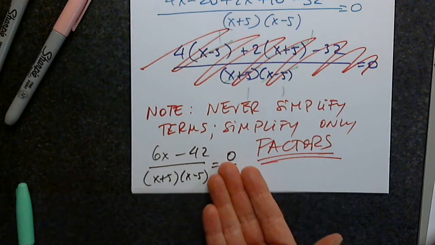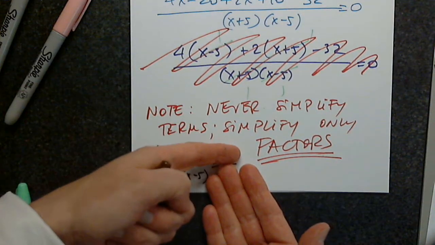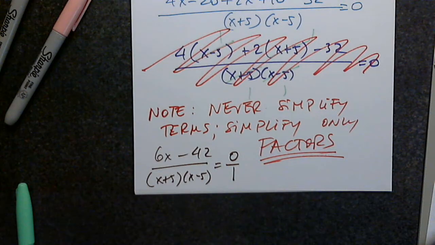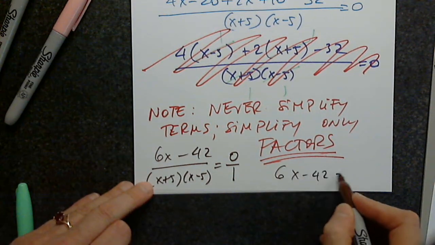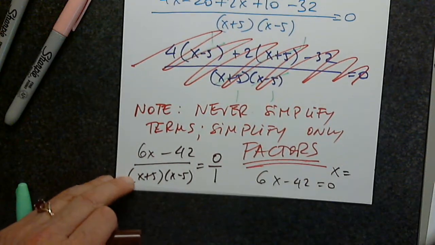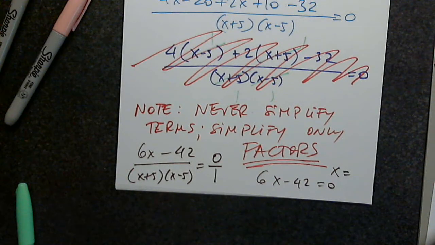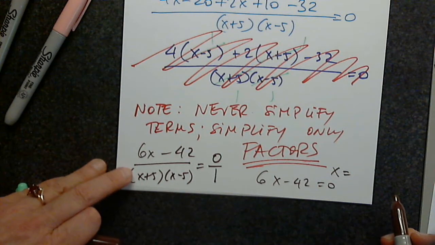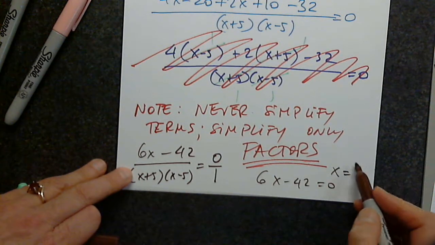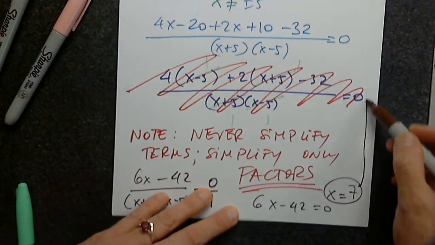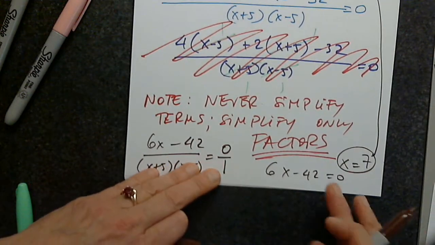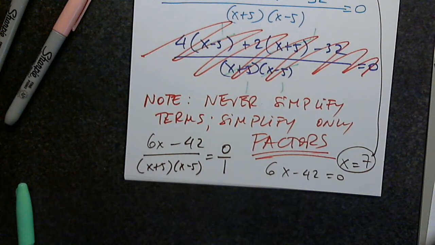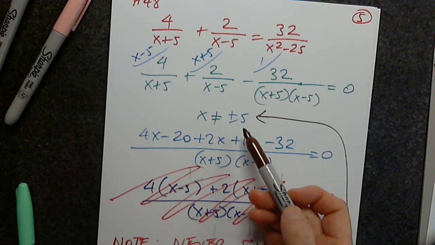Or you can say it's a fraction that is 0. The numerator must be 0. It's up to you. Or cross multiply and you get 6x minus 42 equals 0. Therefore, x in this equation is 7. You have to add 42 to both sides, very good. It's a linear equation. We move 42 and divide by 6. Is it 7? Yes.